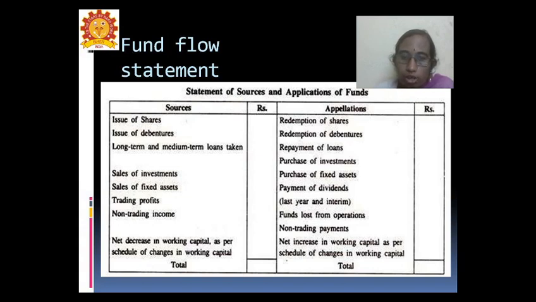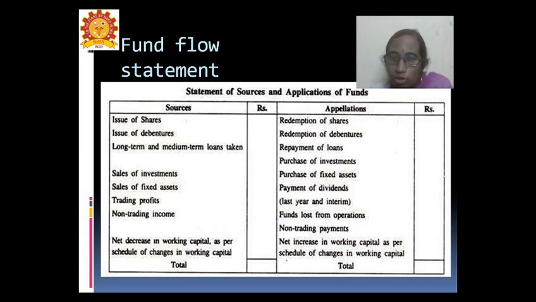And the next, sale of fixed asset, trading profit, and the net increase in the non-trading incomes have to be shown. On the other side, we have the applications, which are going to be the redemption of shares, redemption of debentures, then repayment of loans, and the purchase. Whatever the sale that has to be taken in the sources, the purchase has to be taken in the applications.